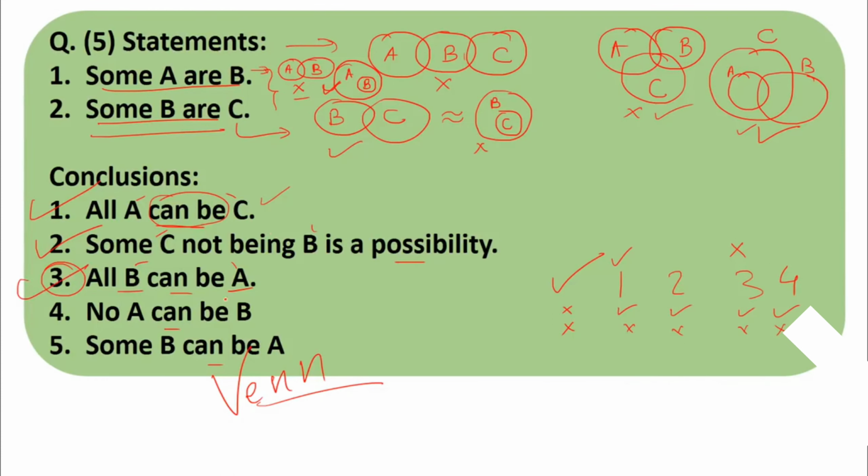Okay. Fourth conclusion: no A can be B. What is this? No A can be B. Already the relation between A and B is asked. What is the relation between A and B in statement number 1? I'll draw it over here. Statement number 1 relation is some A are B. That means this is A, this is B. So compulsorily there has to be a connection or overlapping between A and B. We can never say that no A can be B.